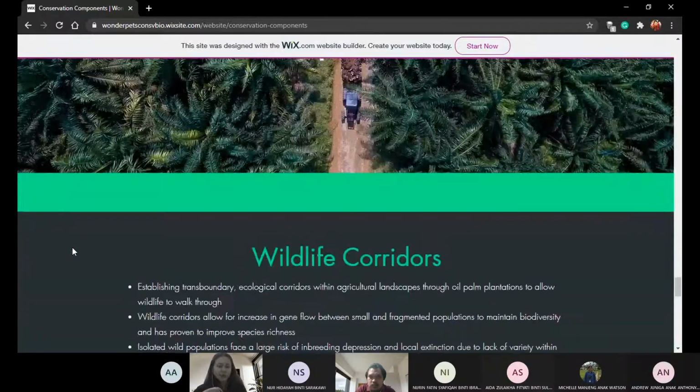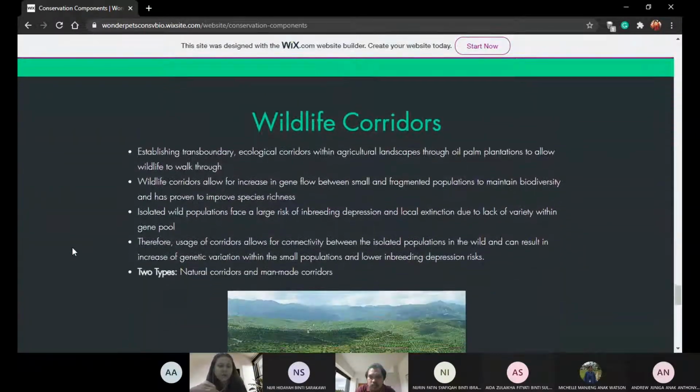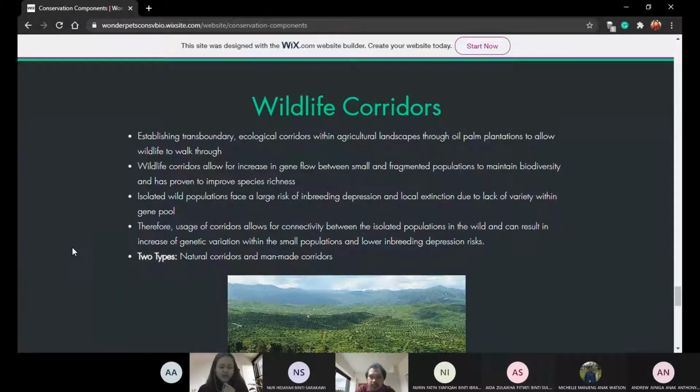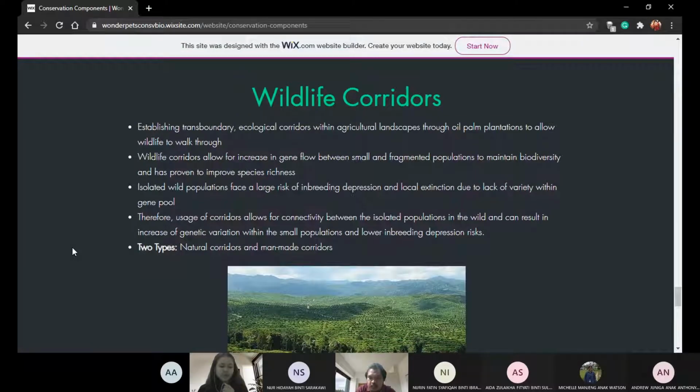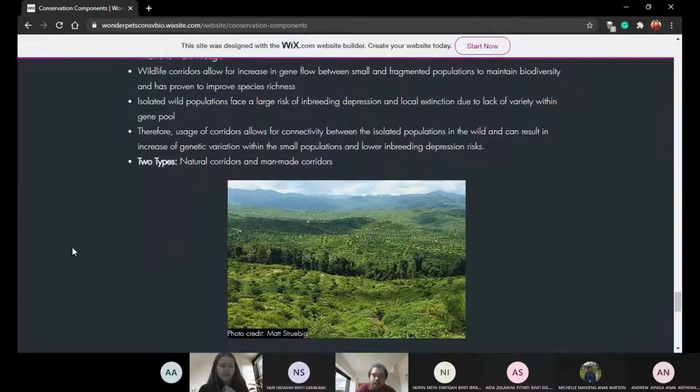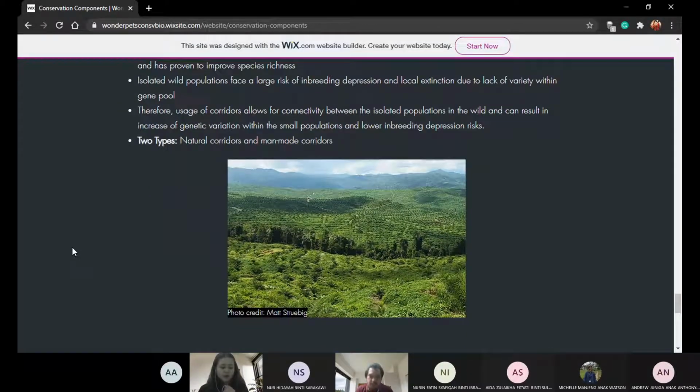So the genetic component includes wildlife corridors that only allow gene flow between small and fragmented populations to maintain biodiversity. There are 2 types of wildlife corridors. Number 1 is natural corridors and number 2 is man-made corridors.